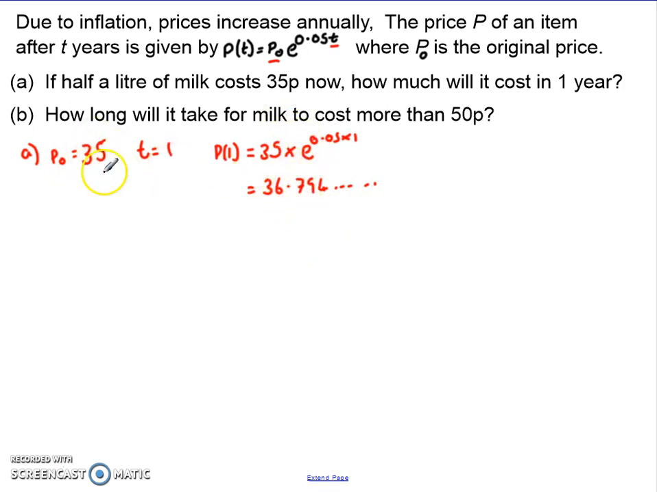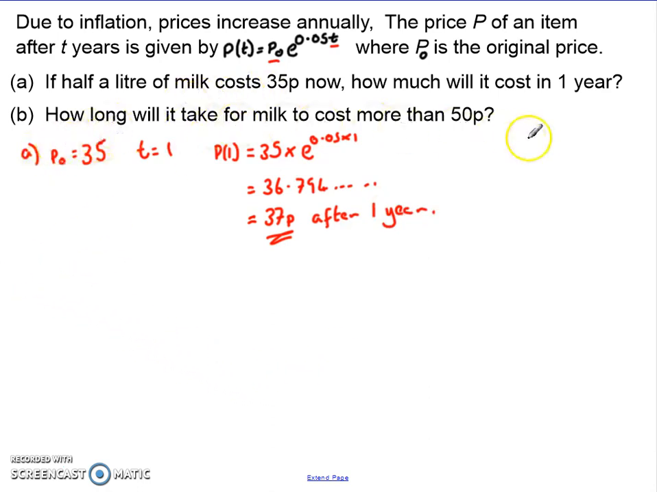Now remember, it's 35 pence. We don't have decimals when it comes to pence, so we have to round it and put it back into the scenario we want. The 7 makes the 6 go up. So we know at the end of year 1, it's 37 pence. Alright, so 37 pence after 1 year.